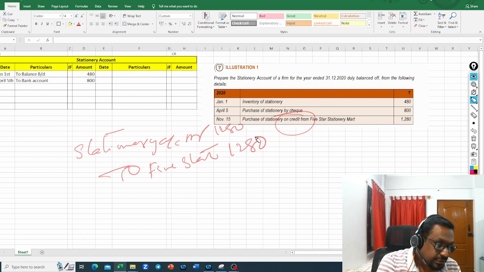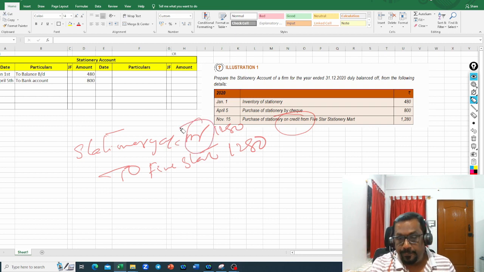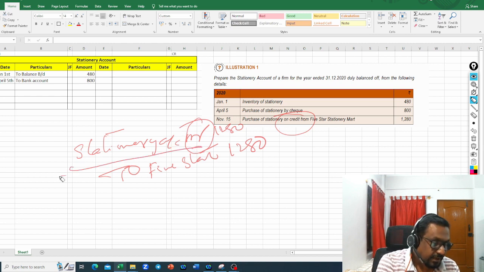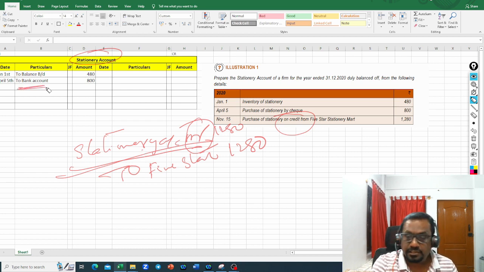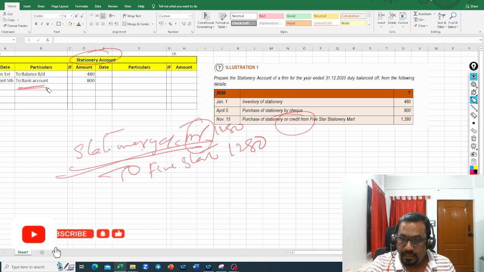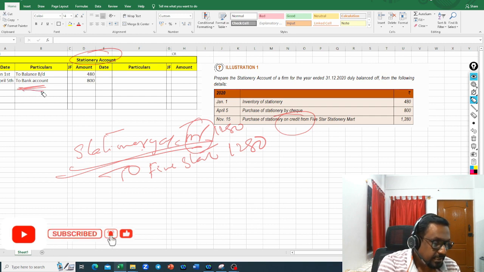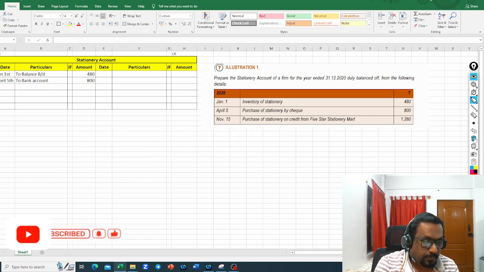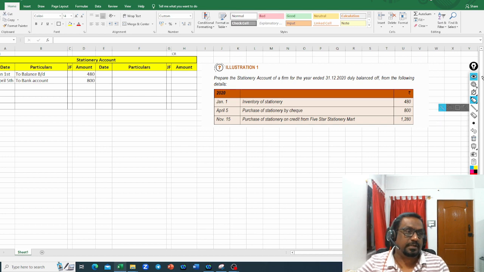So here, what we did, we debited the stationery account. Since the stationery account is debited and I am preparing the stationery account, this transaction has to be posted on the debit side of the stationery account. Are you clear? So we have to debit this in the stationery account. How do we post this transaction? Let us do that. Go here.